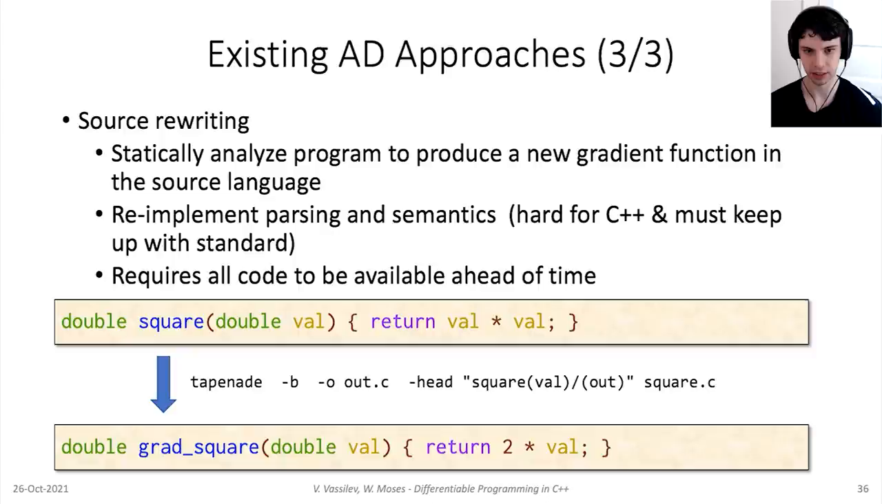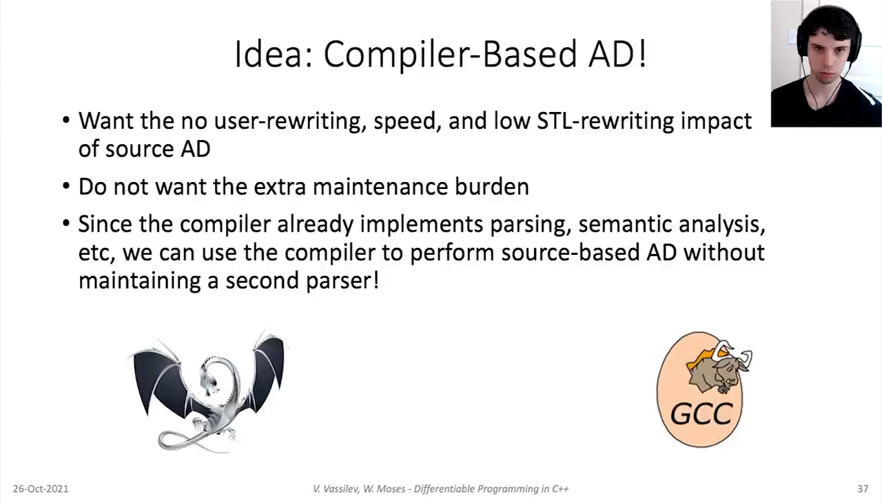You need to know exactly what versions of these things are used, because if it doesn't have that code ahead of time, it can't find the code you want to differentiate and then produce the derivative of it. Rather than building off an existing version of these three approaches, we really want the best of a couple of these. So we want the no rewriting and the speed of the source-to-source AD, but we want the relatively low impact on existing code that comes with operator overloading AD.